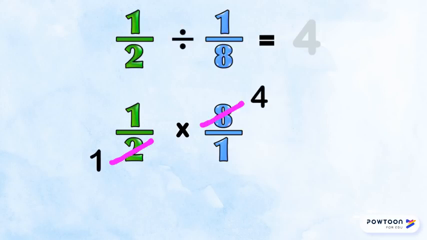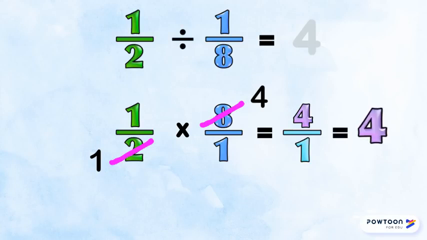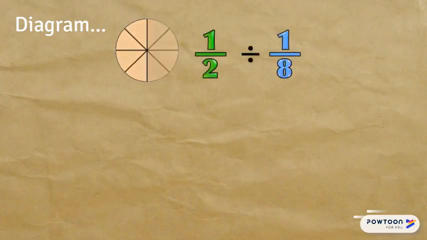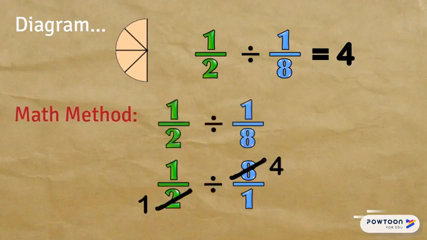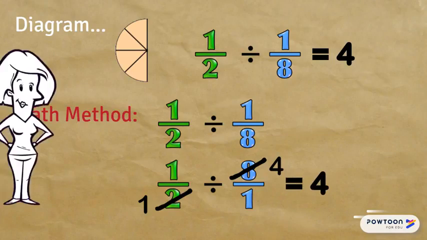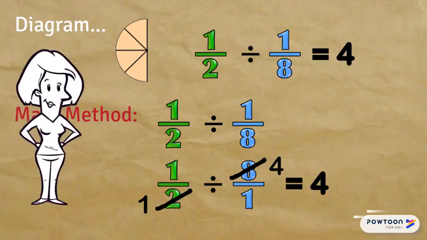Now we multiply out, and that's 4 over 1. Any number over 1 equals the numerator as a whole number. 4, the same as we got using the diagram. That's pretty amazing. Using the diagram, we proved that 1/2 divided by 1/8 is 4, and now we have a math method to get us there easily without needing a diagram. So let's work another one, and this one a bit more tricky.